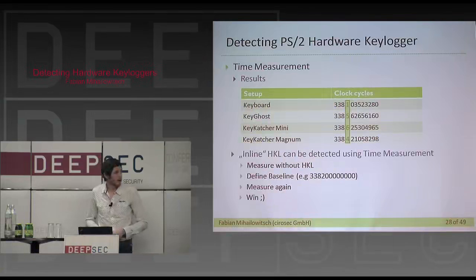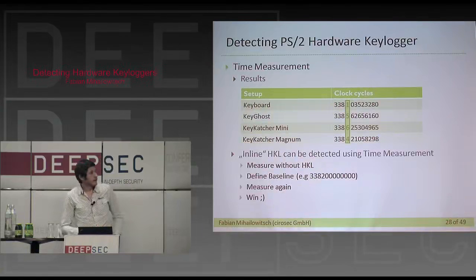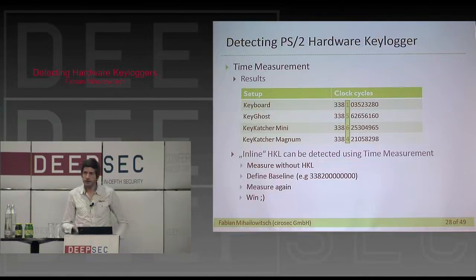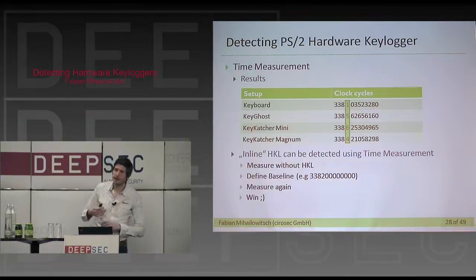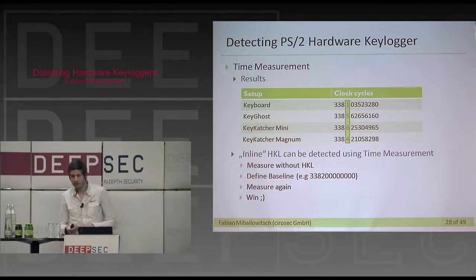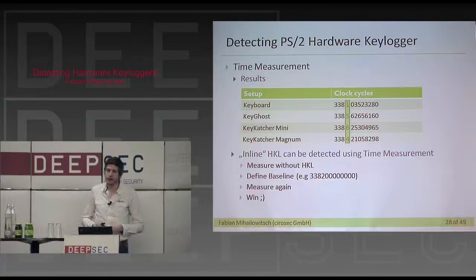And those are the results. You can see in the setup the keyboard and the three PS2-based keyloggers I used: KeyGhost, KeyCatcher Mini, and KeyCatcher Magnum, and the number of clock cycles it took to run the code on my CPU. For the keyboard alone, it takes 3381, and once the keyloggers are present, you can see this increased to 3385, 3386. It takes more clock cycles to run the code, and it's reproducible. It's not just one test I've done. I've done various tests, and it works reliably on my system.